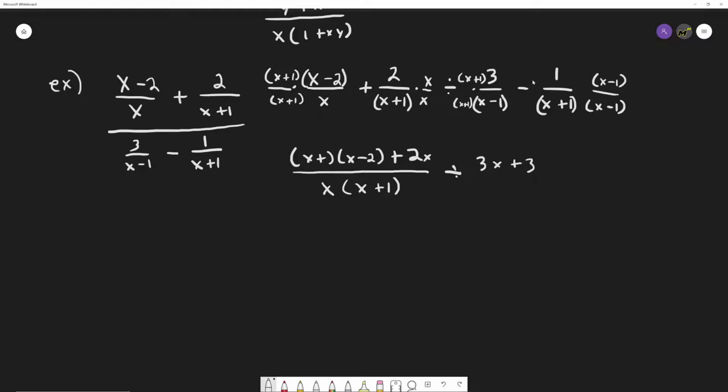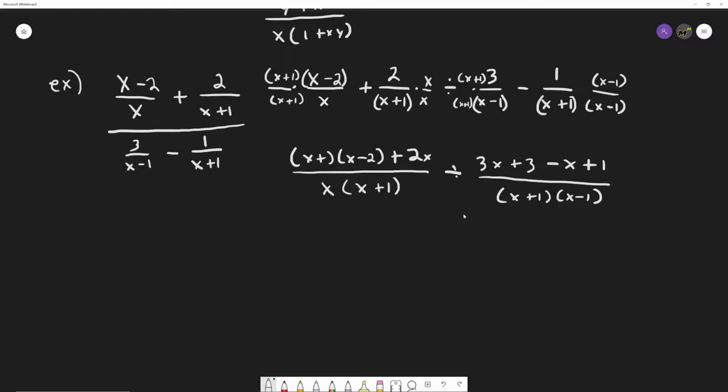And don't forget about this negative sign. Technically this would be a negative 1. So negative 1 times x will give you a negative x. Negative 1 times a negative 1 would give you a positive 1. And all of that would be over x plus 1 and x minus 1.